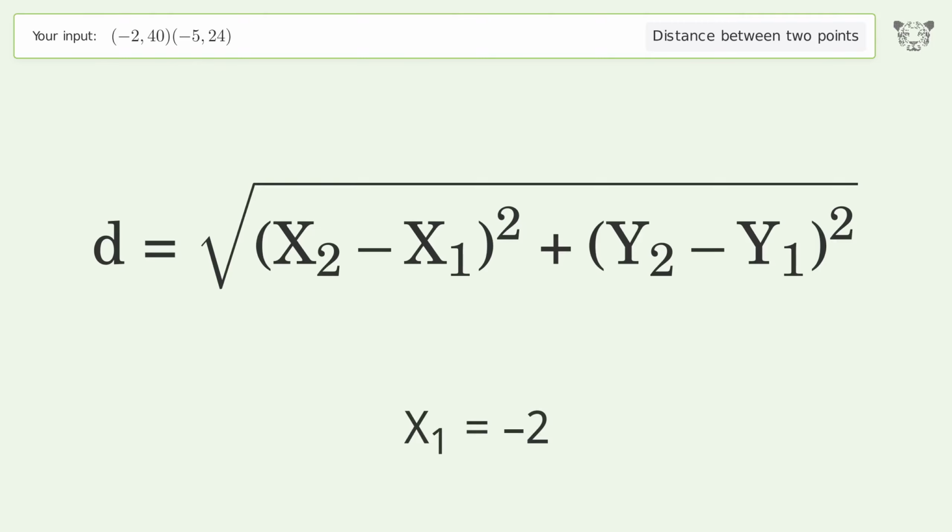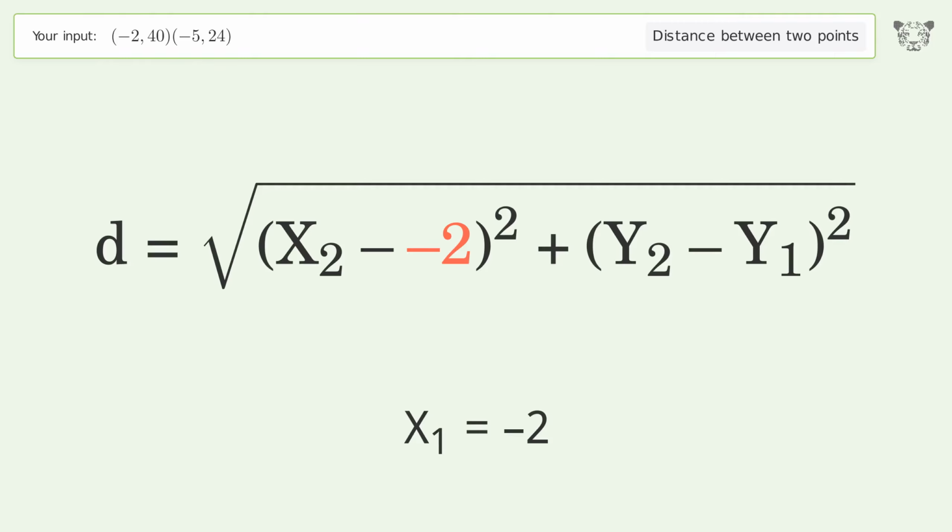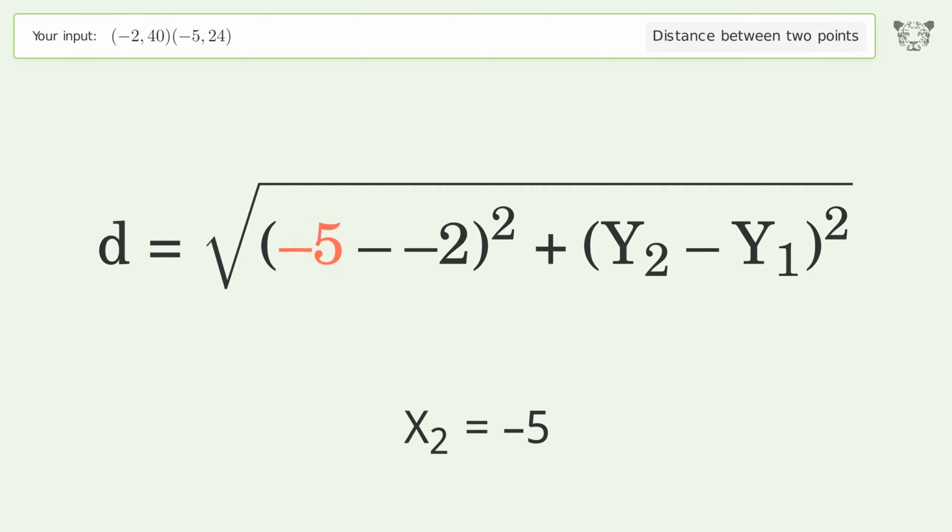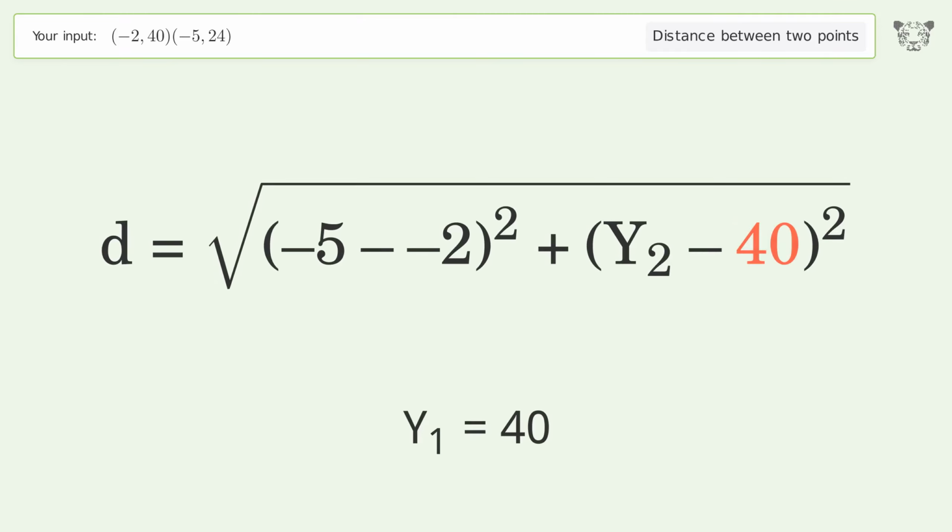x1 equals negative 2. x2 equals negative 5. y1 equals 40. y2 equals 24.